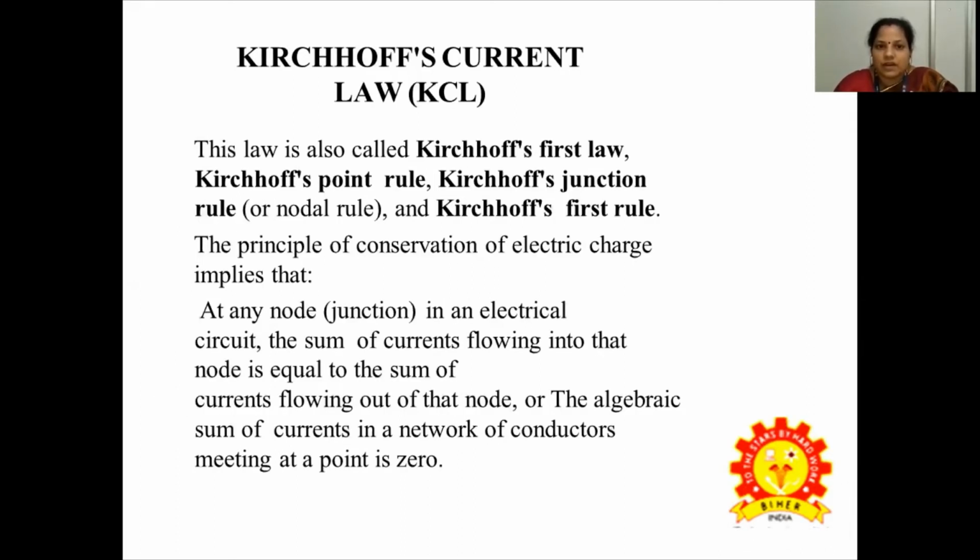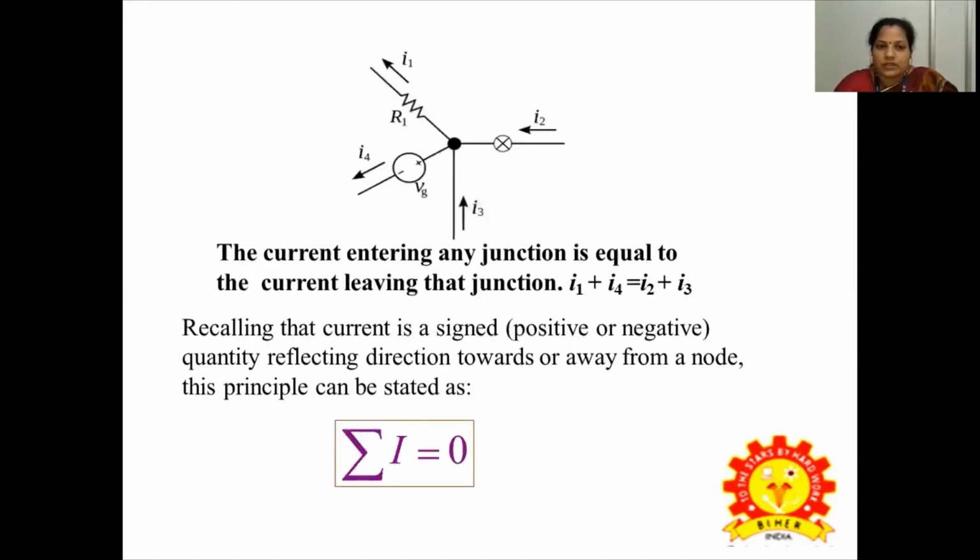Kirchhoff's current law is also called Kirchhoff's first law, Kirchhoff's point rule, Kirchhoff's junction rule, and Kirchhoff's first rule. The principle of conservation of electric charge implies that at any node in an electrical circuit, the sum of currents flowing into the node is equal to the sum of currents flowing out of the node, or the algebraic sum of currents in a network of conductors meeting at a point is zero.